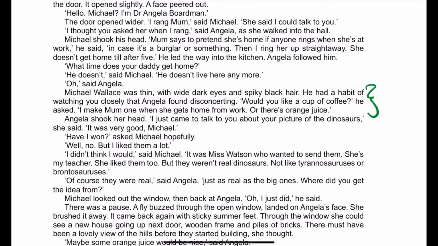Specifically with the first two sentences: Michael Wallace was thin with wide dark eyes and spiky black hair. He had a habit of watching you closely that Angela found disconcerting.